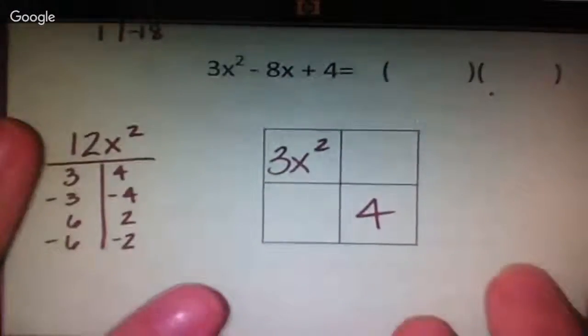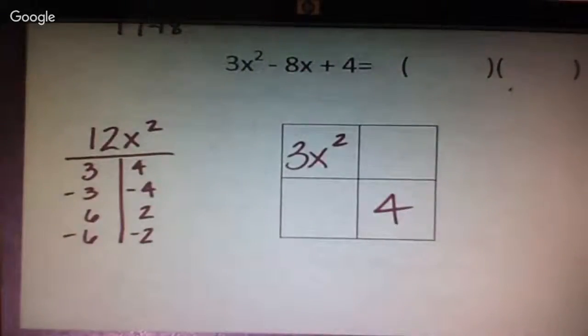I don't require that you list all the factors. Once you know you found it, stop.